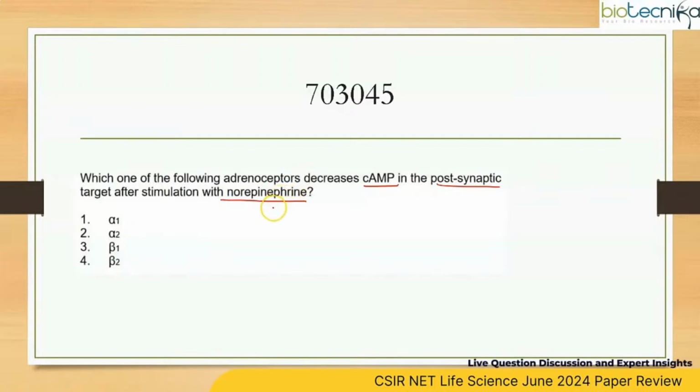Means, so norepinephrine binds to its receptors, but here it is trying to decrease the cyclic AMP. So which adrenoreceptor is involved? For 703045, it is the alpha 2. Okay, so the answer is option 2 over here.